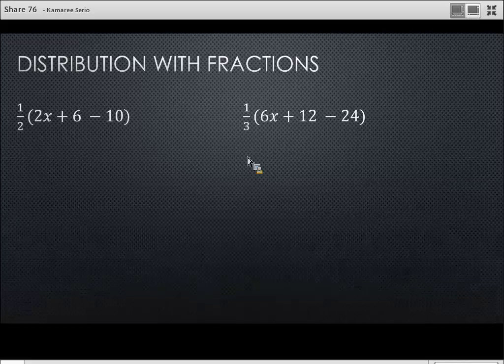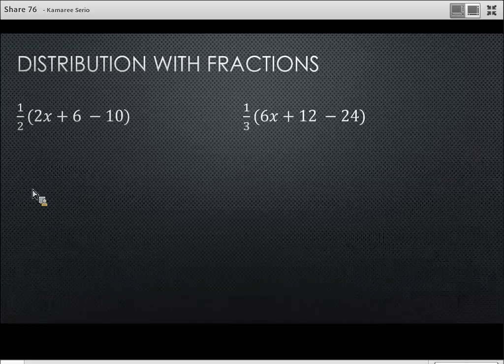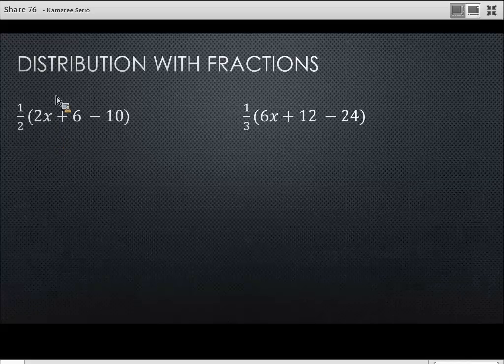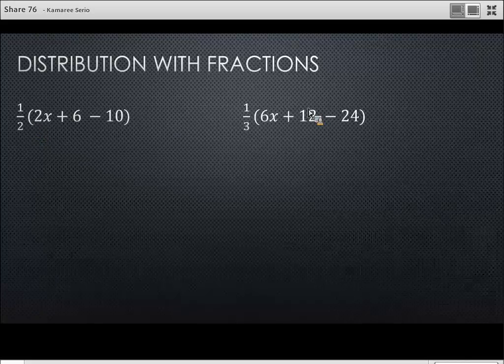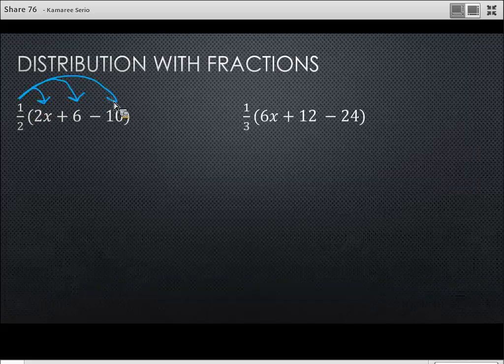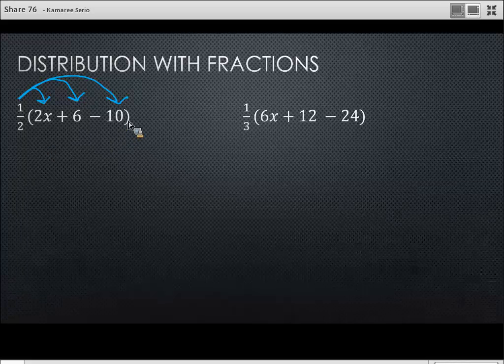So now, when you are distributing with fractions, there is a bit of a shortcut. I'm going to show you the first way, I guess the original way, first. Then I will show you the shortcut way on this method. If I'm distributing a fraction, I'm still multiplying this fraction to everything that's inside of my parentheses.